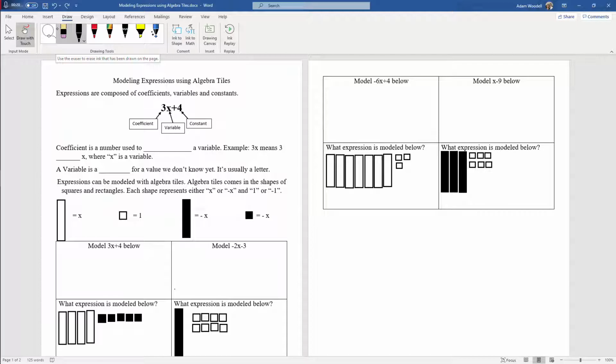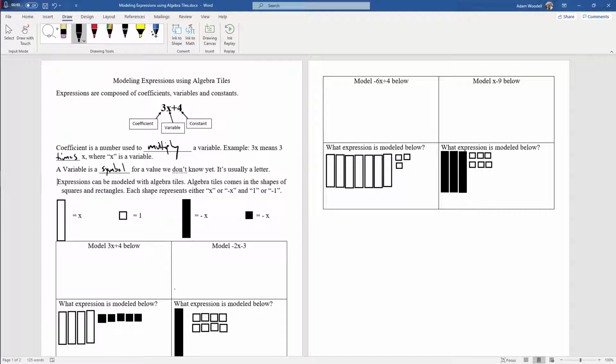Coefficient is a number used to multiply a variable. For example, this 3x means I'm taking 3 and I'm timesing it. I'm saying 3 times x, where x is the variable. Now a variable is a symbol for a value we don't know yet. It's usually a letter. You might see it as X, Y, Z, A, B, C, D, the letters of the alphabet. So it represents something we don't know yet.